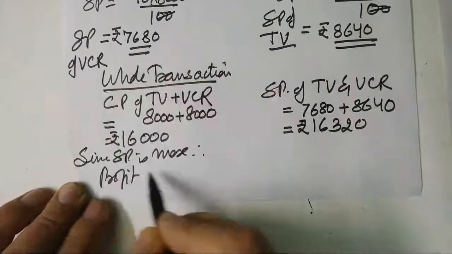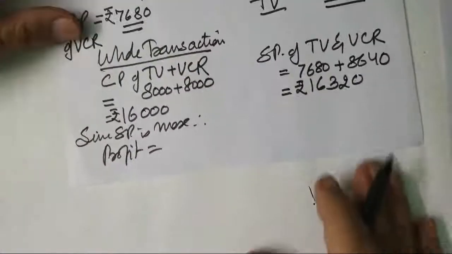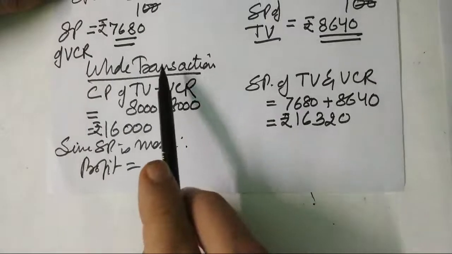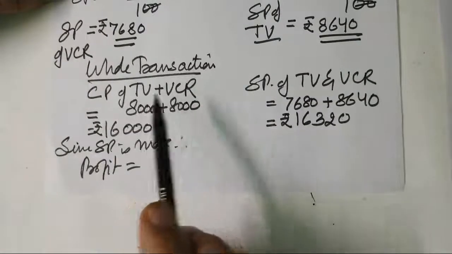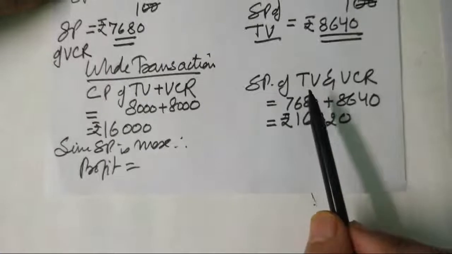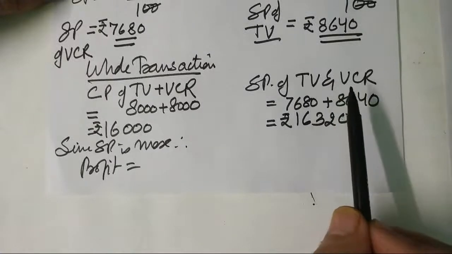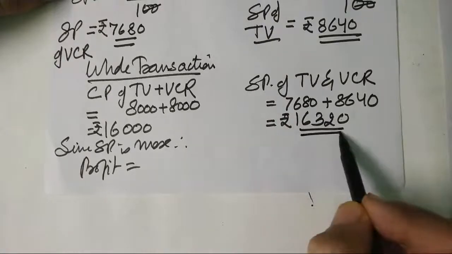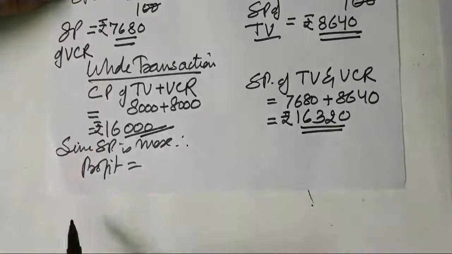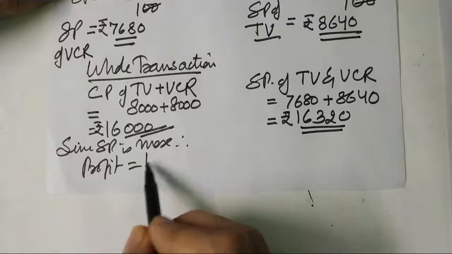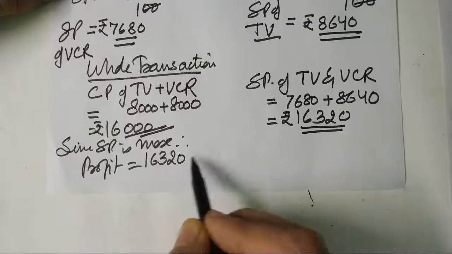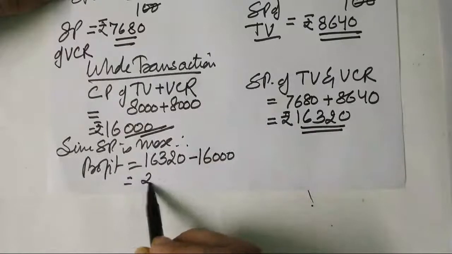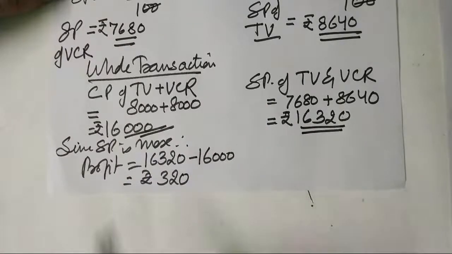How much is the profit? What is the profit made on the whole transaction after he sells both TV and VCR? His selling price of both comes this much, and his CP was 16,000. So what is the profit made? 16,320 minus 16,000 comes rupees 320.